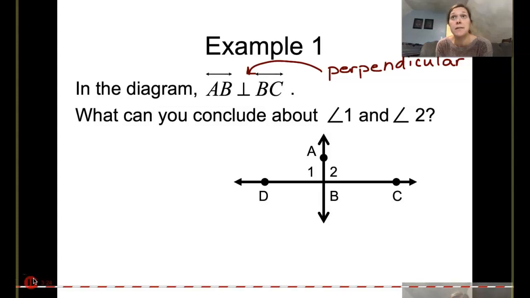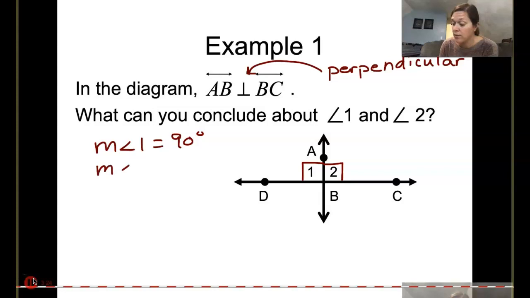So what does that mean? Because they're perpendicular, that means they intersect at a right angle, which means angle 2 is 90 degrees. Well, if angle 2 is 90 degrees, then what's true about angle 1? It's also going to be 90 degrees. So what can we conclude? Well, we know that the measure of angle 1 is equal to 90 degrees. We know that the measure of angle 2 is 90 degrees.